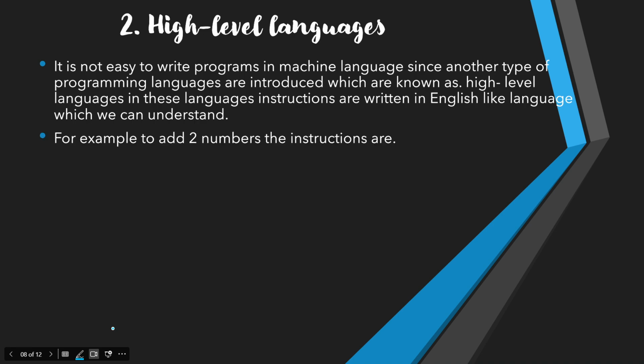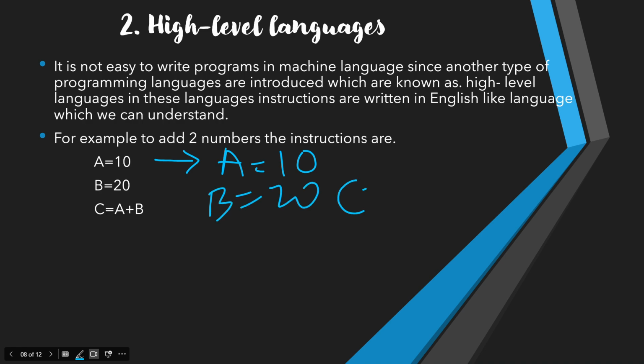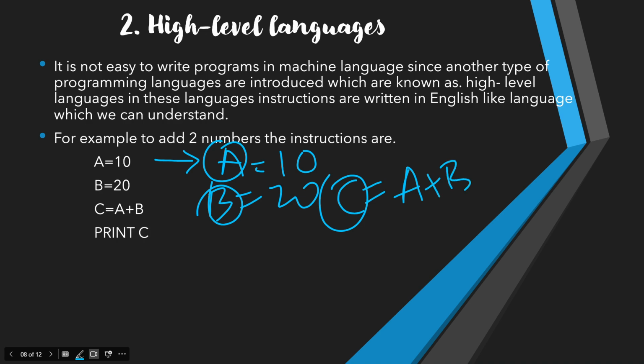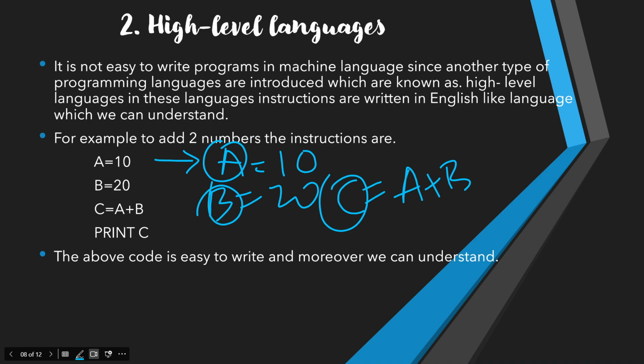For example, we'll take the same example: add two numbers. The instructions are: let's give A as 10. We'll assign A to 10 and B is assigned with 20. Next, C is a variable. These are the variables. In C, we'll keep A plus B. Then print C. We just print the answer. Everyone will understand: A is 10, B is 20, C is A plus B. That is 10 plus 20. What is C? It's 30.